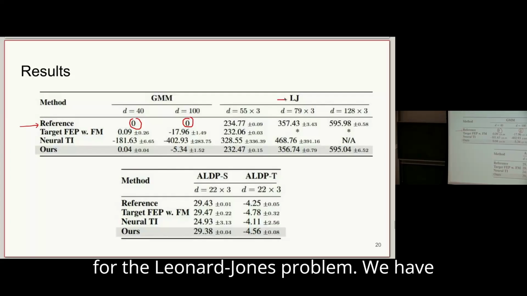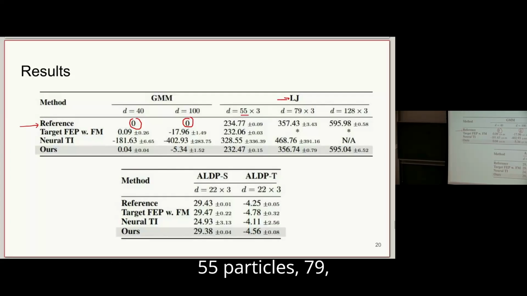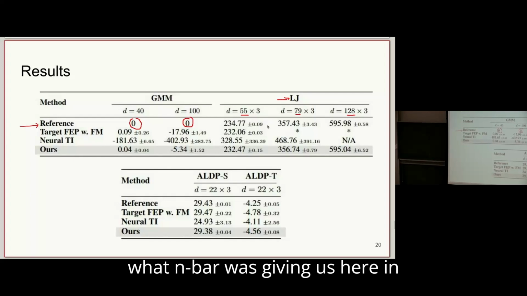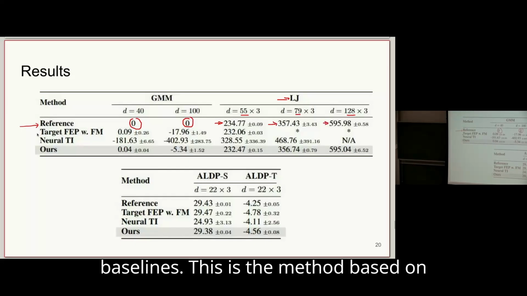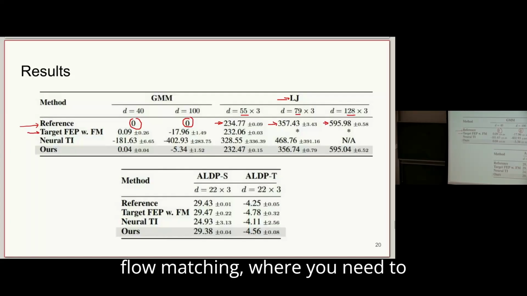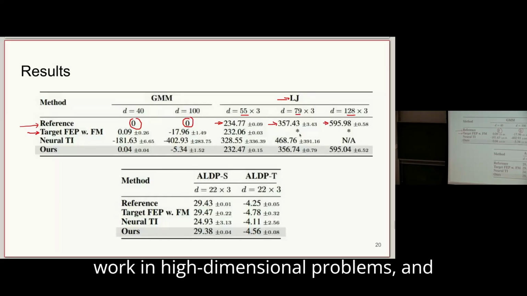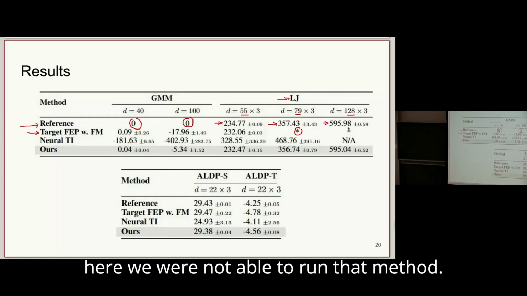We have here results for the Lennard-Jones problem. We have 55 particles, 79, 1 and 28. Each particle has three spatial coordinates, so this would be the dimensionality of the problem. And we see what MBAR was giving us here, in this case, and in this case. And then we have here some baselines. This is the method based on flow matching, where you need to calculate this integral of the divergence. That method is not going to work in high-dimensional problems. And here we were not able to run that method. It's too expensive.